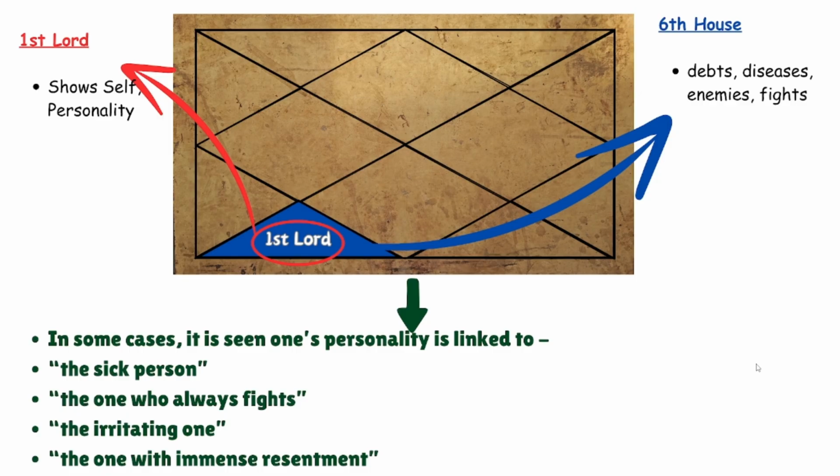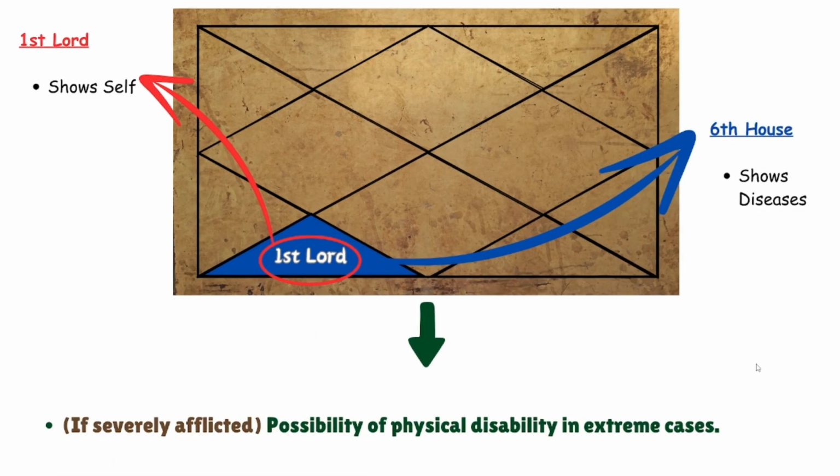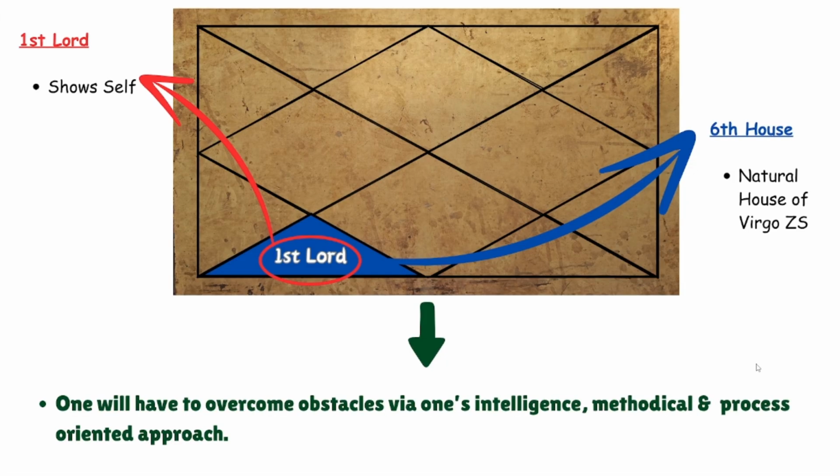First lord is a lord of self, and sixth house is a house of diseases. So if it is severely afflicted, then there is a possibility of physical disability in extreme cases. First lord is a lord of self, and sixth house is a natural house of Virgo zodiac sign.